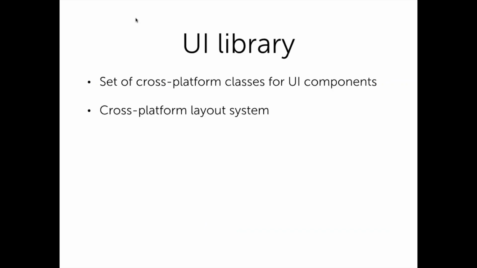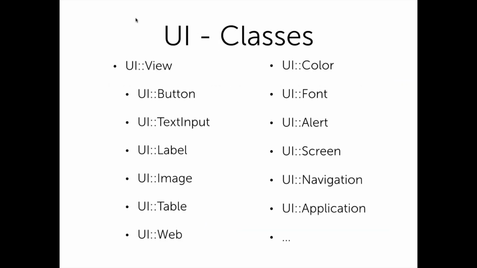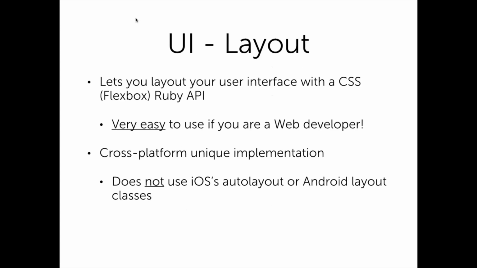But of course, the biggest one is the UI. We have a UI library in Flow. And it's basically two things. It's a set of cross-platform classes for UI components, and it's a cross-platform layout system. We have a bunch of classes in UI. We have a lot of them. And of course, we haven't finished yet. We will add more and more. But you can find the usual suspects. We have a button class, we have a label class, we have a view class, a screen class. So pretty much everything that you would expect from a UI toolkit exists already in Flow.